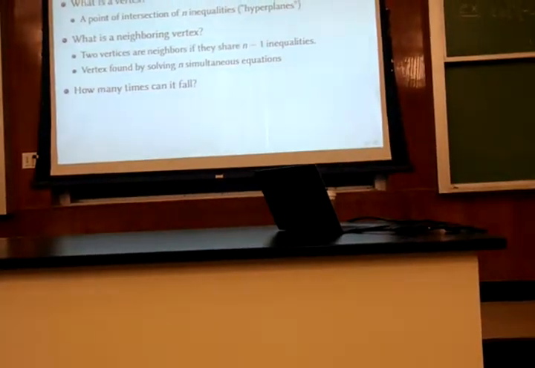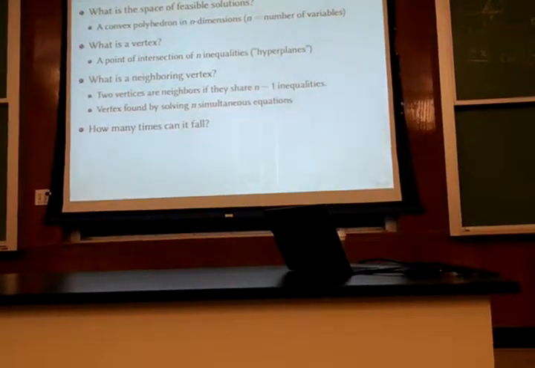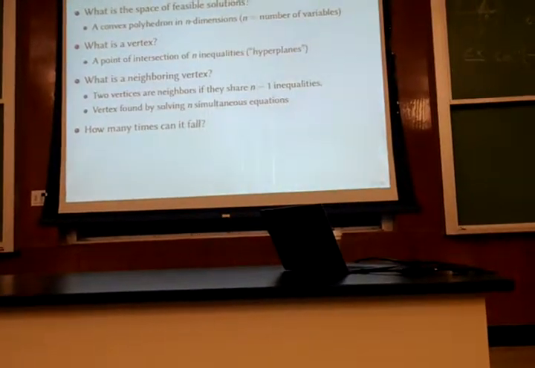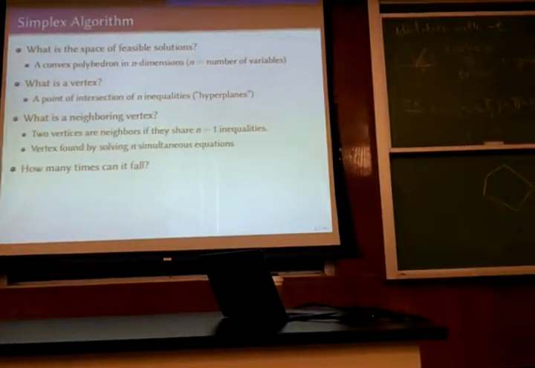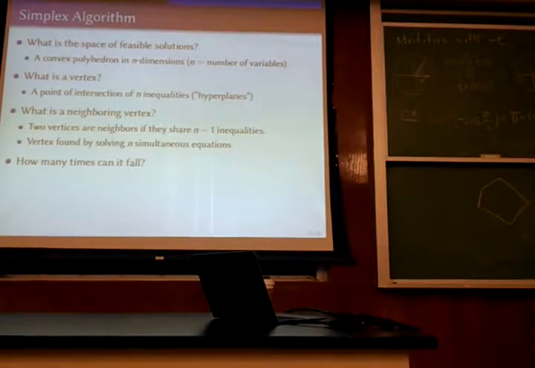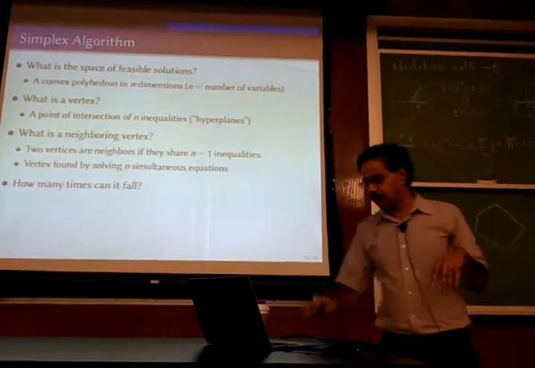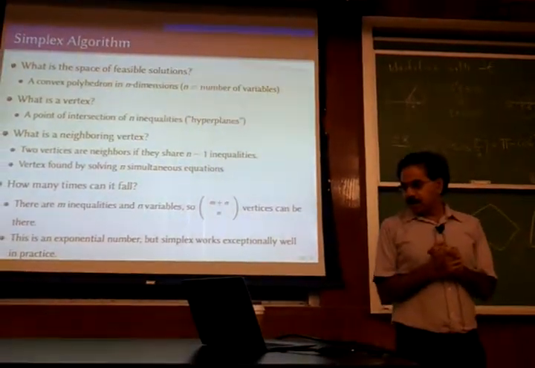Now the question is, okay, what is the complexity, right? Because how many vertices are there, right? We certainly know that the upper bound is the number of vertices, right? So because we're going to try vertices one by one. Okay, so how many vertices are there?